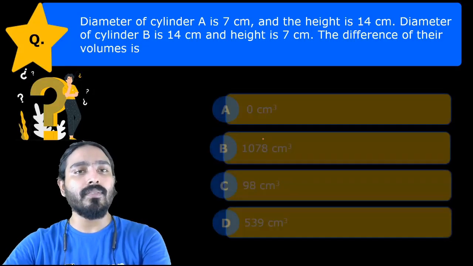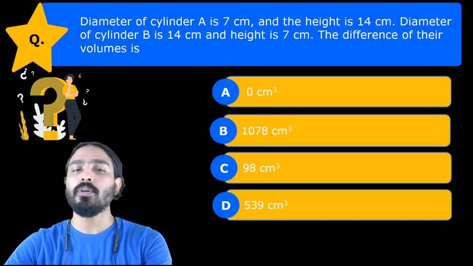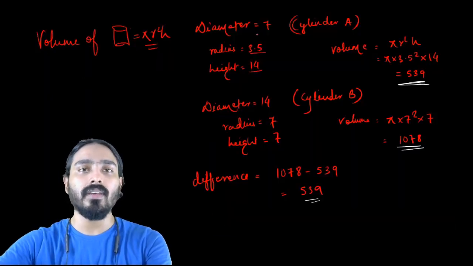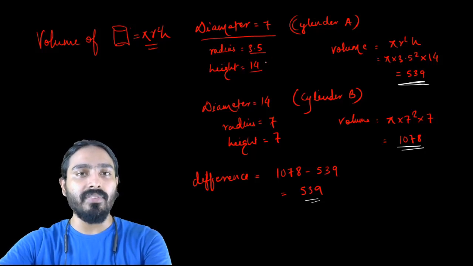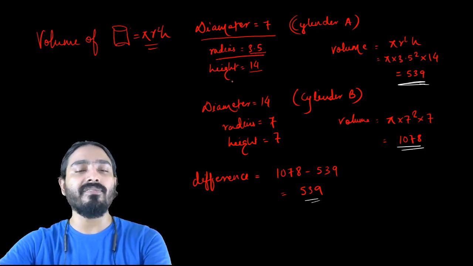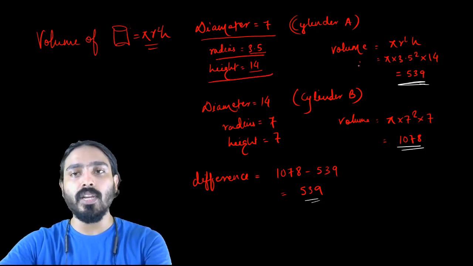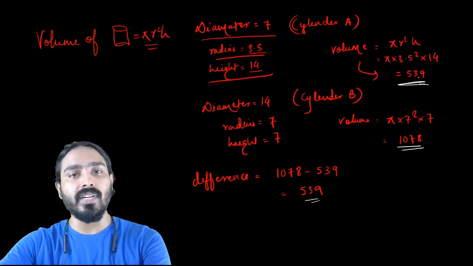Now in this question, the diameter of the cylinder is given, its height is given, and the diameter of another cylinder and its height are given. So the diameter of cylinder A is 7, the radius would be 3.5, and the height is given as 14. What will be the volume? Pi r square h, 539.